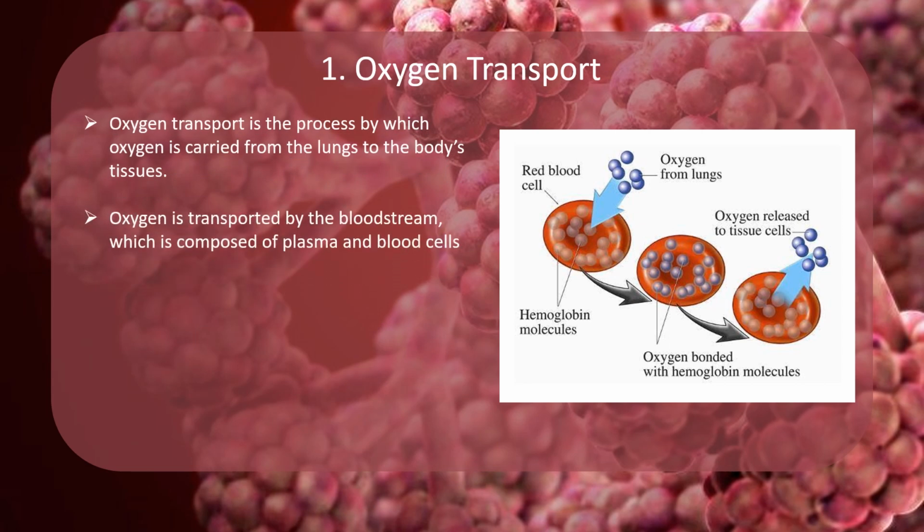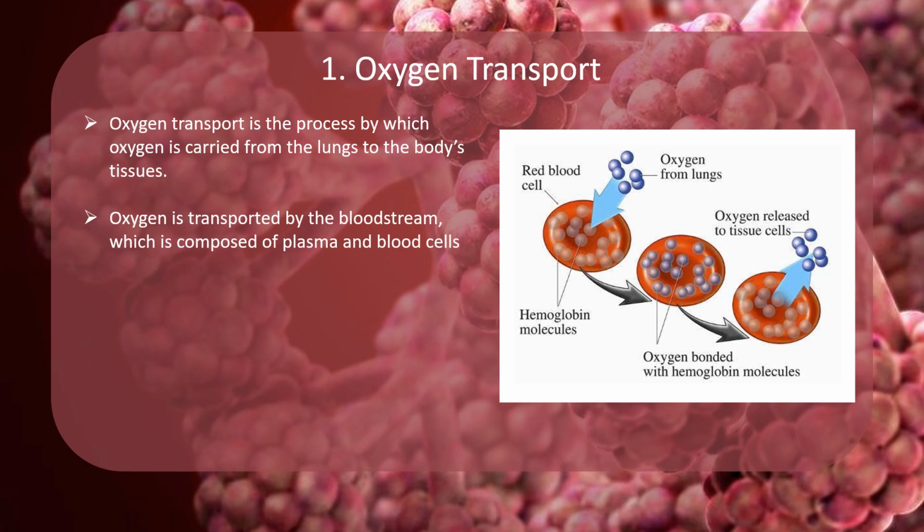When oxygen enters the lungs during inhalation, it diffuses across the alveolar membrane and into the capillaries surrounding the alveoli. From there, it binds to the hemoglobin molecules in RBCs, forming oxyhemoglobin. Each hemoglobin molecule can carry up to four oxygen molecules.